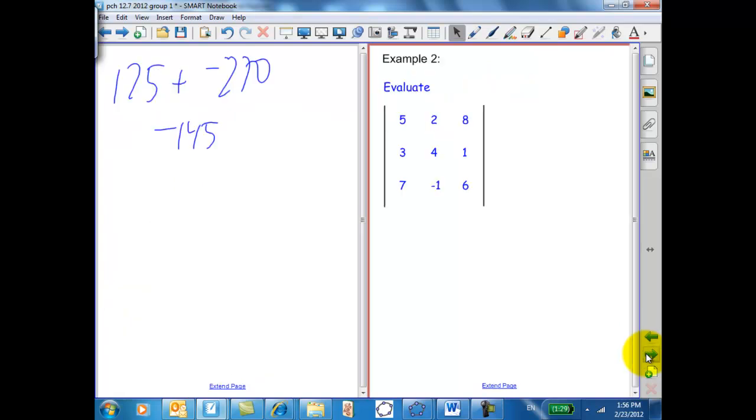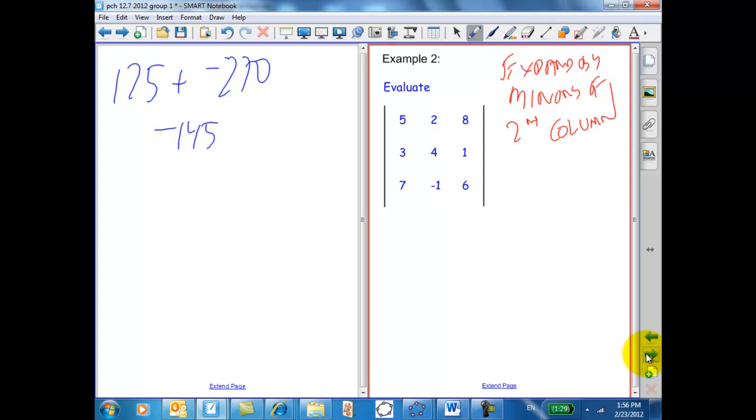Oh, we're going to do it a different way this time. Let's expand by minors of the second column. Whoa. You can pick any row or column. Okay?